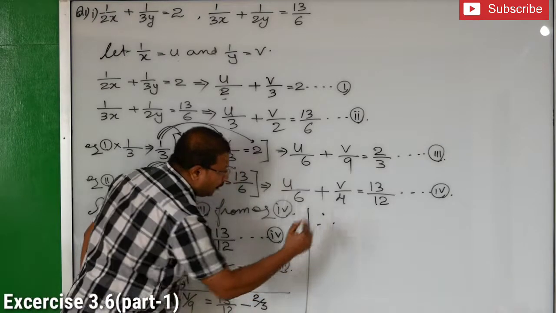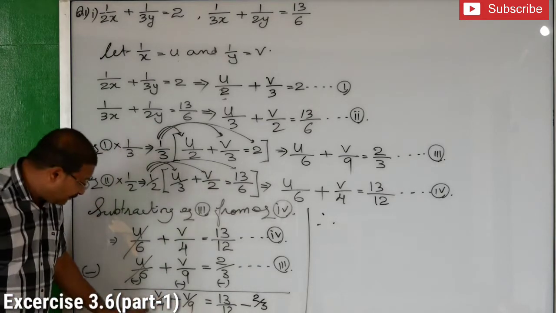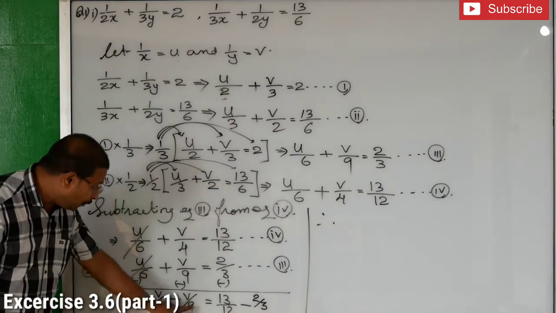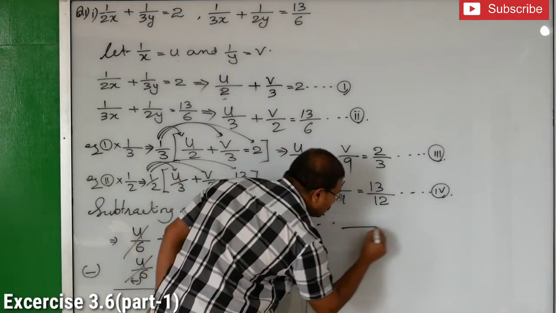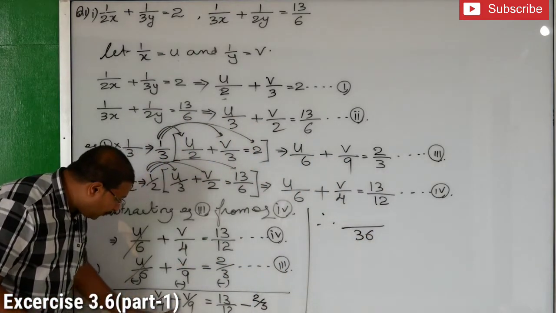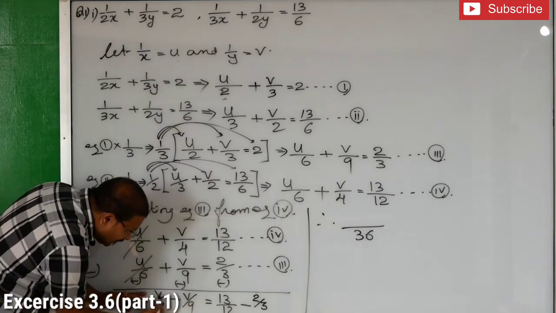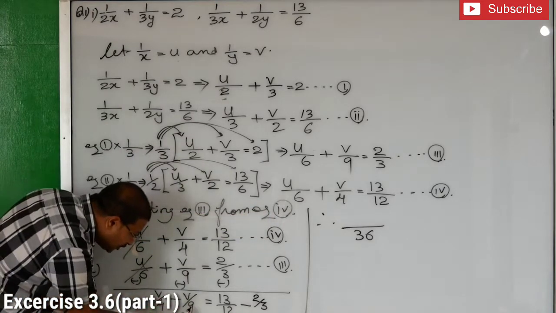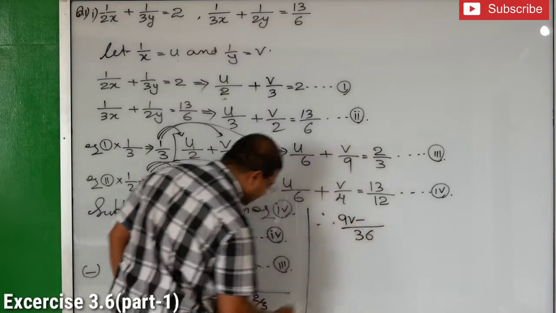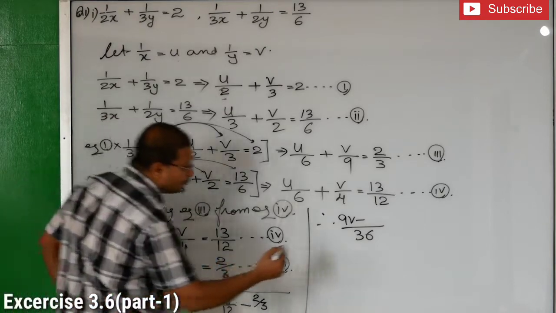Now what will you do? v by 4 minus v by 9. So we will go for the LCM. 4 nines are 36, so 36 will be the LCM. So we are taking 4 and 9. Now this 9 will multiply to here, that means v into 9, 9v, minus this 4 will multiply to here, that means 4 into v, 4v.